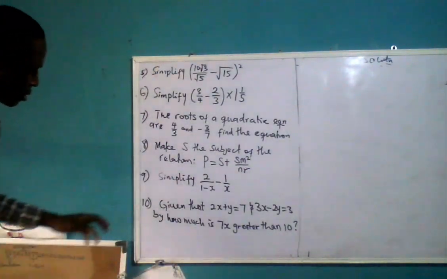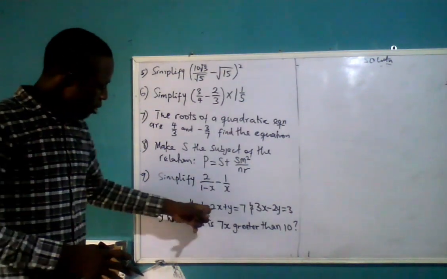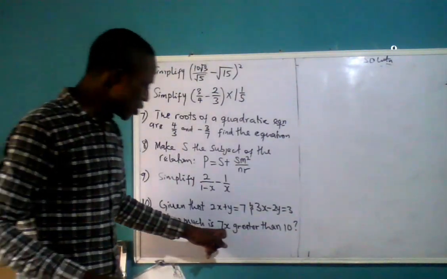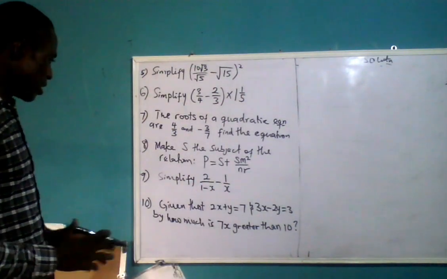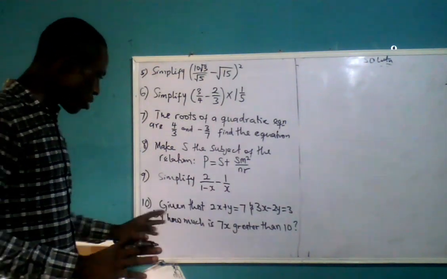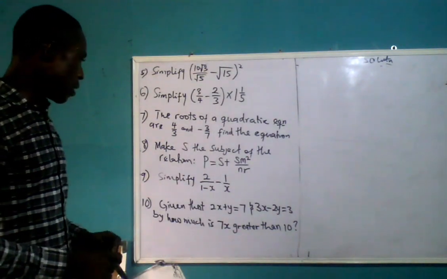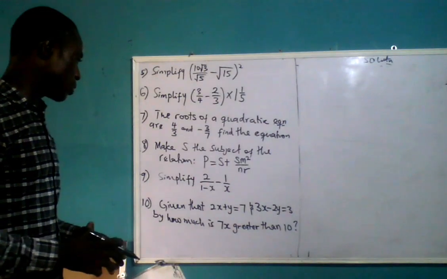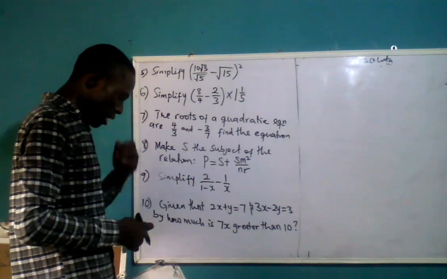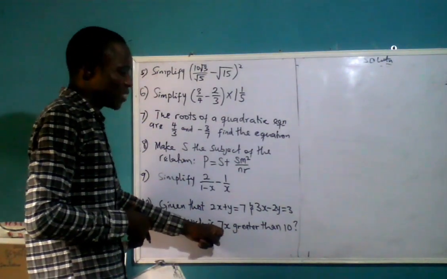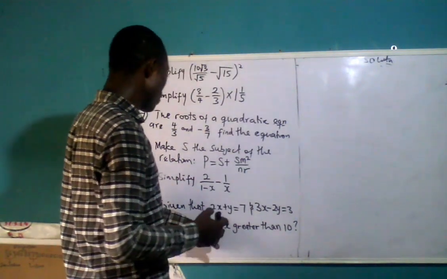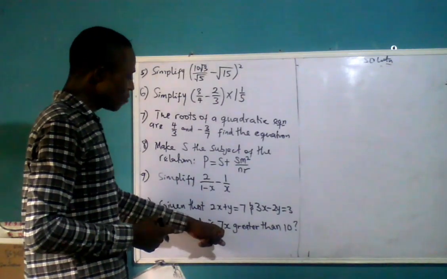In question number 10, we are told that given that 2x plus y equals 7 and 3x minus 2y equals 10, by how much is 7x greater than 10? My dear friend, what you do to this kind of question is that you are seeing two sets of equations. So solve these two sets of equations simultaneously. Once you are able to do that, be careful enough to achieve 7x. By virtue of the solution, you will know what I mean by being careful enough to achieve 7x.